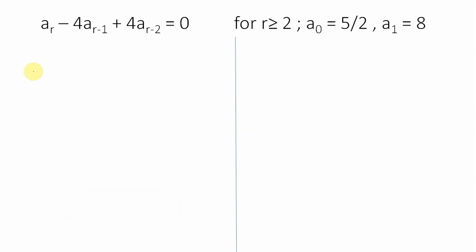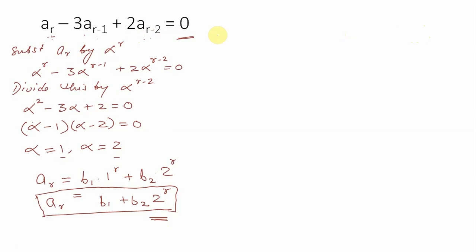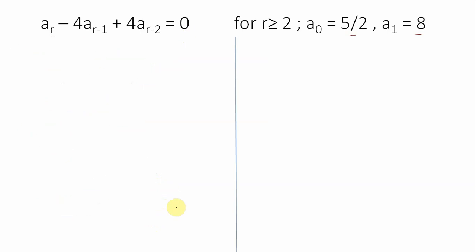Let's see another example. I have drawn a line in between because the solution might be a little bit longer. a_r minus 4a_(r minus 1) plus 4a_(r minus 2) is equal to 0. Now I have specified the initial conditions also. Remember, in the previous question I did not specify the initial conditions, so the solution was specified in terms of b1 and b2. But here, as I'm specifying the initial conditions, I will find the values of b1 and b2.